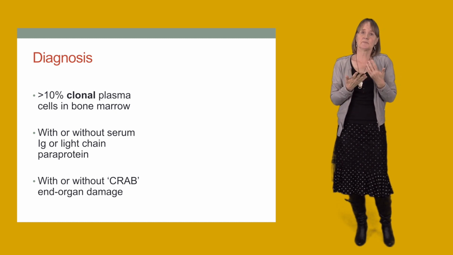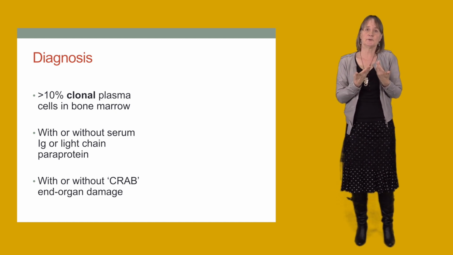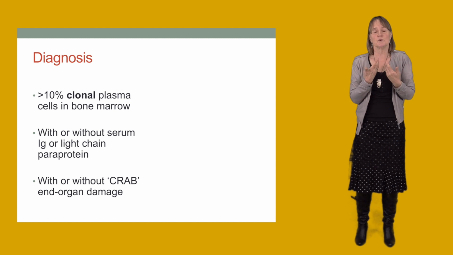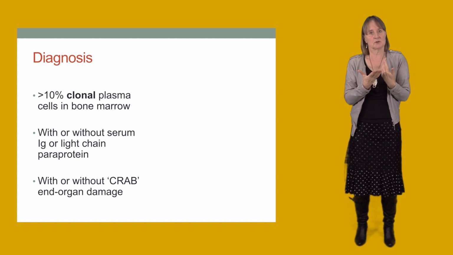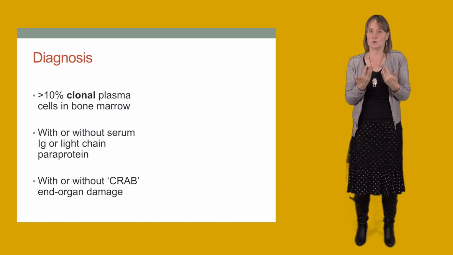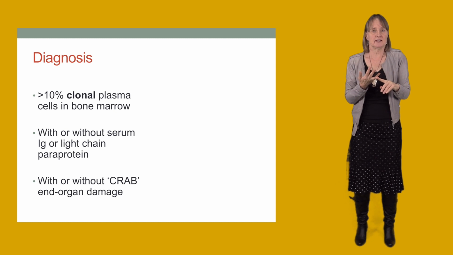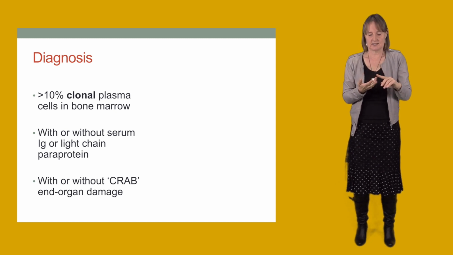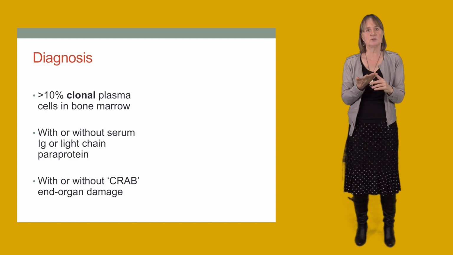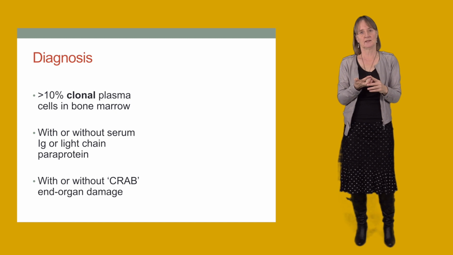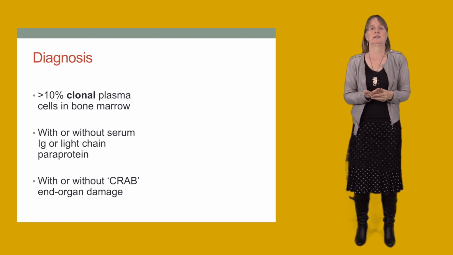The other things that might be helpful are looking for what is referred to as CRAB end organ damage. So CRAB stands for hypercalcemia, renal failure, anemia, and bone changes. And those are the characteristic end organ features of myeloma. But we don't need that to make the diagnosis.